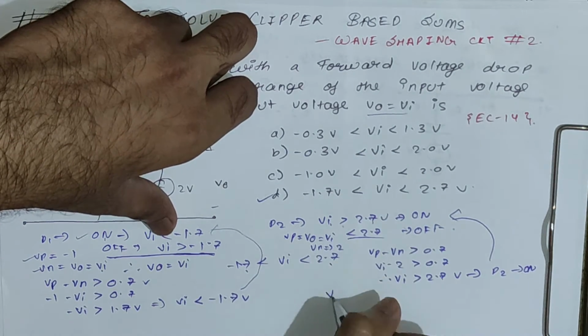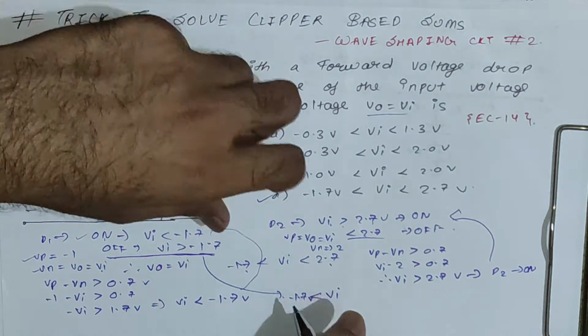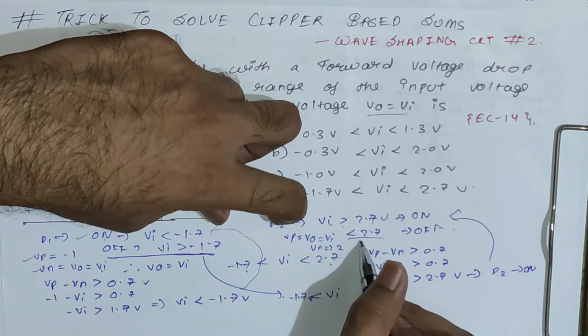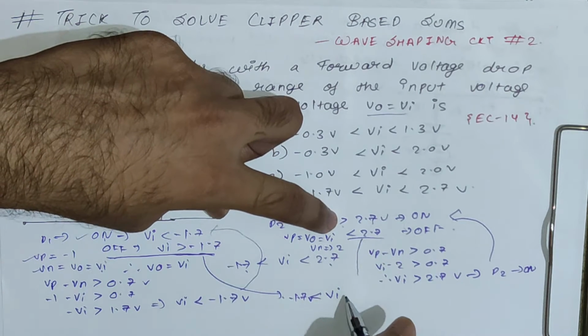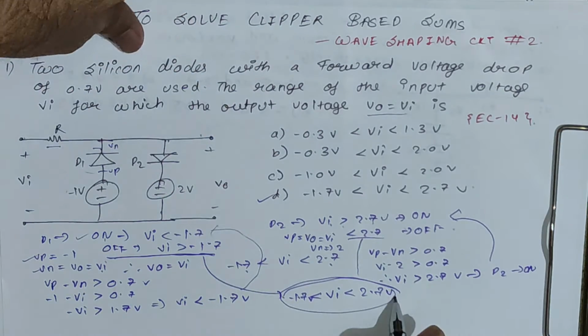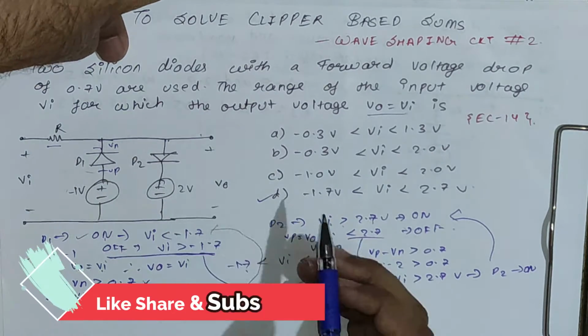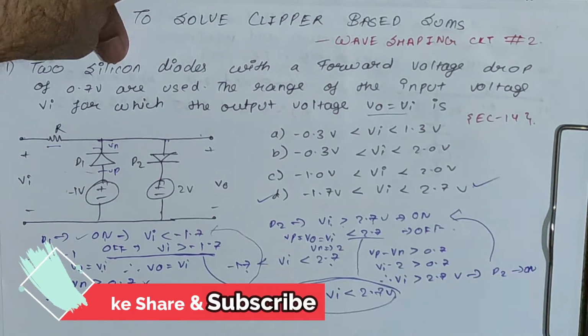Okay, so you can see Vi greater than -1.7 volt, this is what we get from here. And for off of D2, the condition is Vi should be greater than 2.7 volt. So this is the range for which we won't get any diode in on position, so we can say Vo will be equal to Vi. So the correct option will be this T.